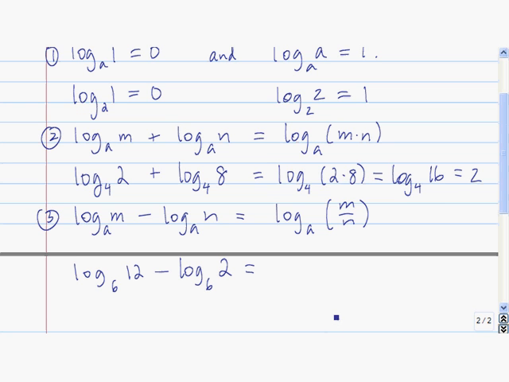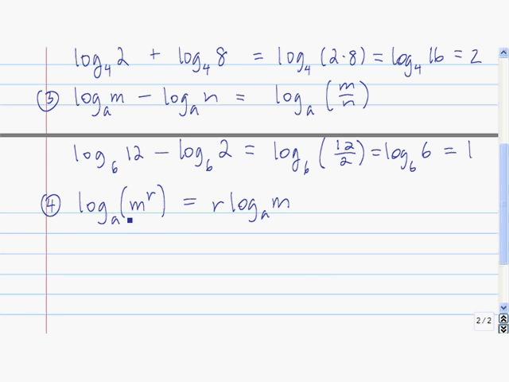So for a more specific example, let's take a look at this. Log base 6 of 12 minus log base 6 of 2. Well, that's going to be log base 6 of 12 divided by 2. So that's equal to log base 6 of 6. And we know from property 1 that this is equal to 1.